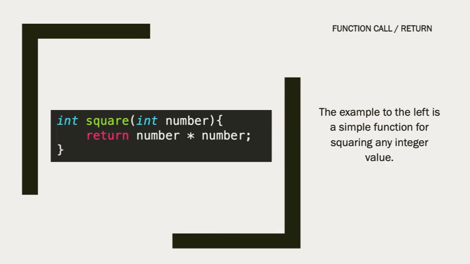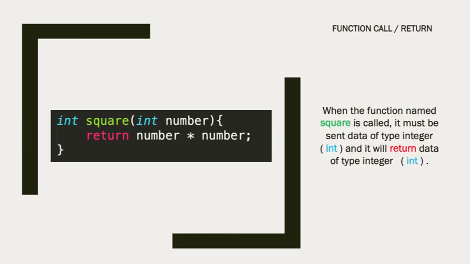returned to. Now let's start with a simple user-defined function named square. In this example, we have a function that will square any number it receives. We're going to parse through this syntax in just a moment.